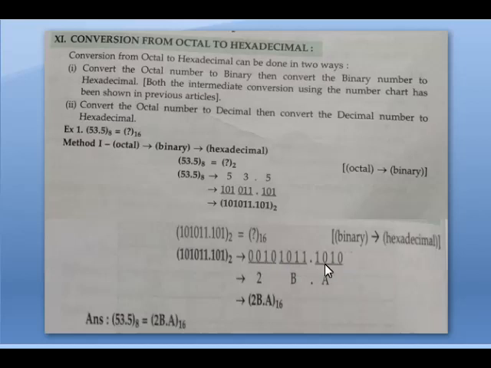0101. If it is a 4-digit group, we have to keep in mind the place values 1, 2, 4, 8. So the 2 place is 1 and the 8 place is 1. 8 plus 2 is 10, and 10 means it is A. Here, 1, then 2, then the 8 place. So 1 plus 2 is 3, 3 plus 8 is 11, so it is B.